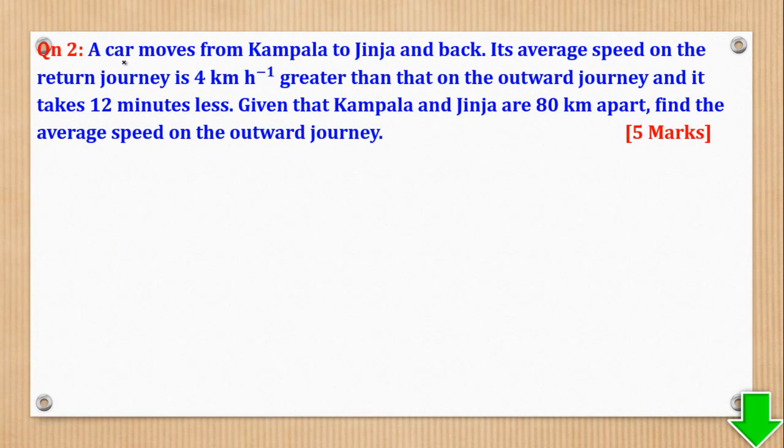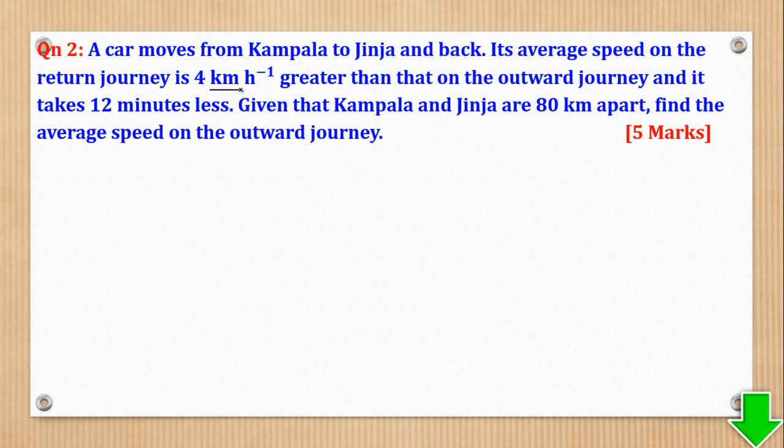Question 2 says a car travels from Kampala to Jinja and back. Its average speed on the return journey is 4 kilometers per hour greater than that on the outward journey, and it takes 12 minutes less. Given that Kampala and Jinja are 80 kilometers apart, find the average speed on the outward journey. So the first thing to do is to look at the units.